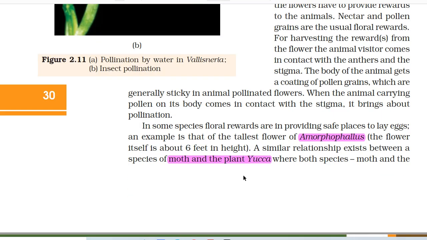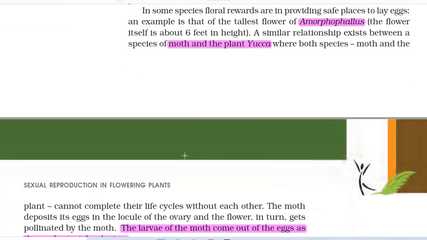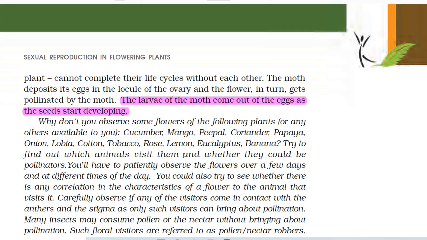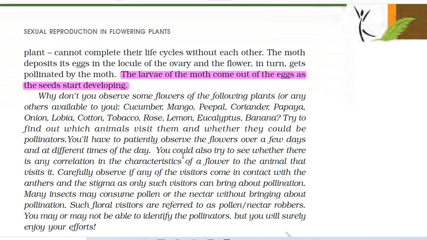In some species, floral rewards are in providing safe places to lay eggs. An example is that of the tallest flower, Amorphophallus, where the flower itself is about 6 feet in height. A similar relationship exists between a species of moth and the plant yucca, where both species, moth and the plant, cannot complete their life cycles without each other.